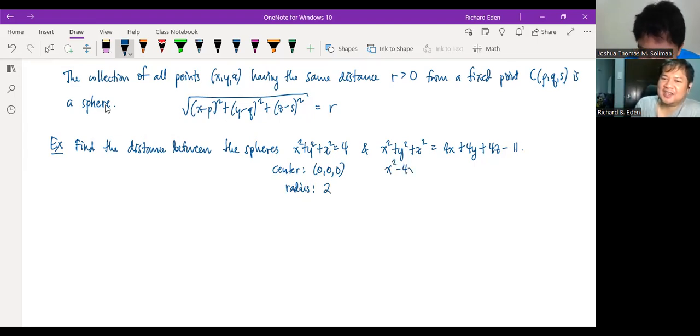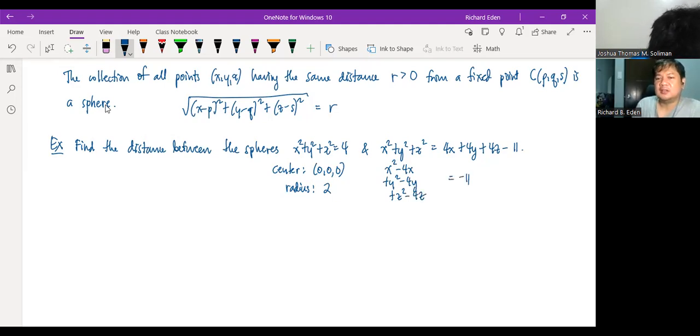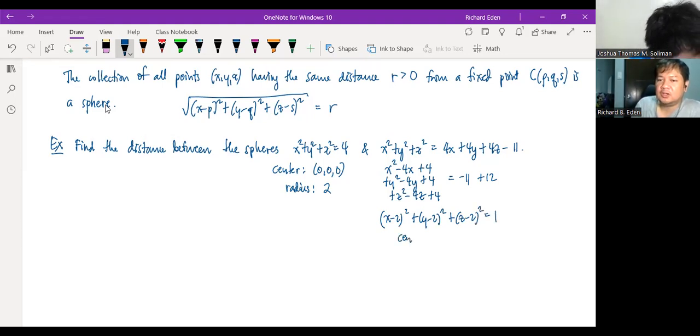I set x squared minus 4x plus y squared minus 4y plus z squared minus 4z, and then it's negative 11 on the right side. To complete the square, we have to add 4, 4, 4, which means we have to add 12. So we got x minus 2 squared plus y minus 2 squared plus z minus 2 squared equals 1. So what we have is a sphere whose center is 2, 2, 2, and whose radius is 1.